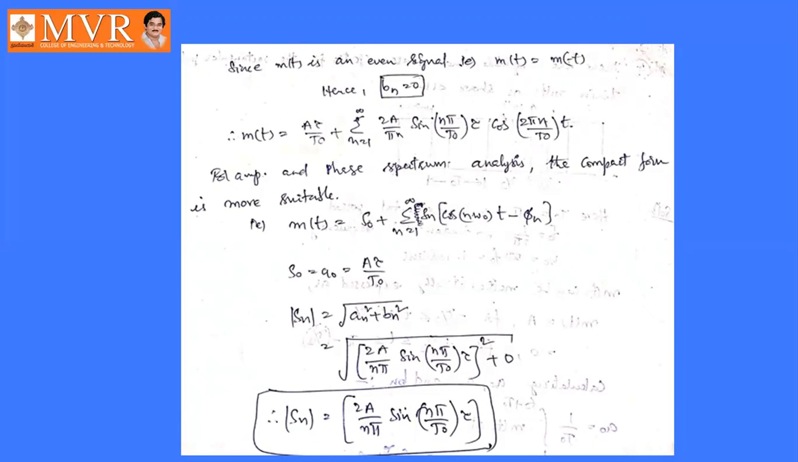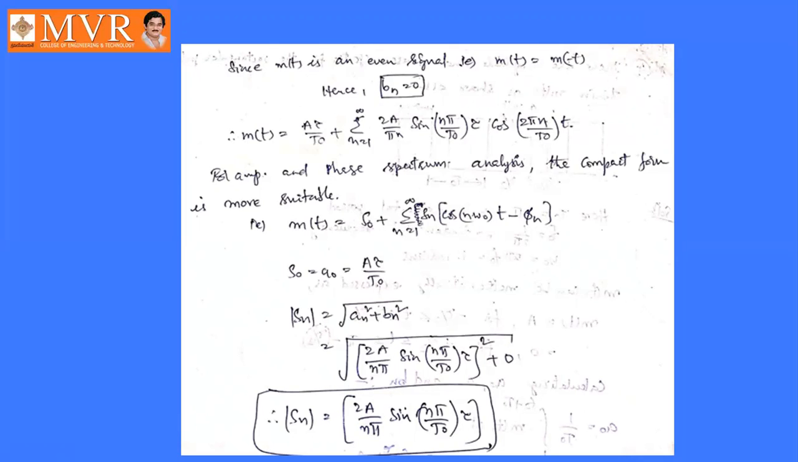So m of t equal to a naught, that is A tau by T naught, plus sigma n equal to 1 to infinity an cos n omega naught t. So 2A by pi n into sin n pi by T naught into tau into cos 2 pi n by T naught into t. Since bn is 0, there is no phase spectrum.